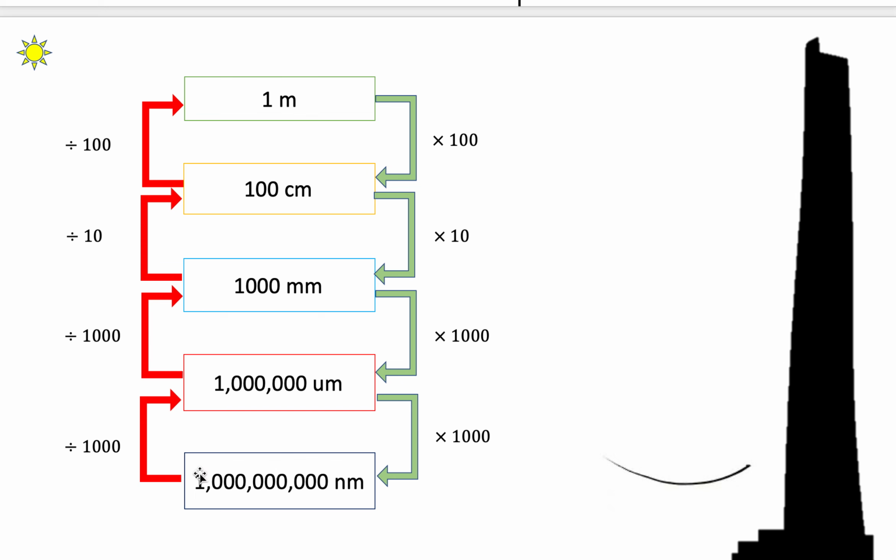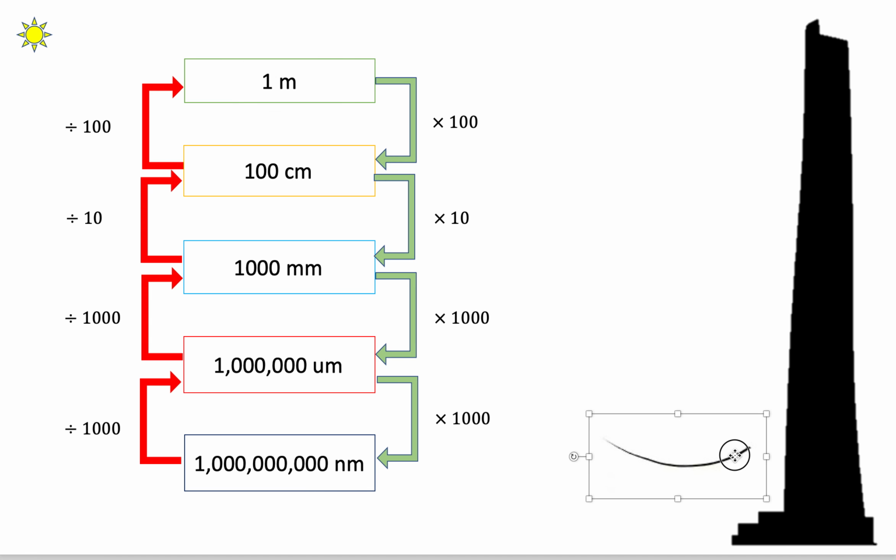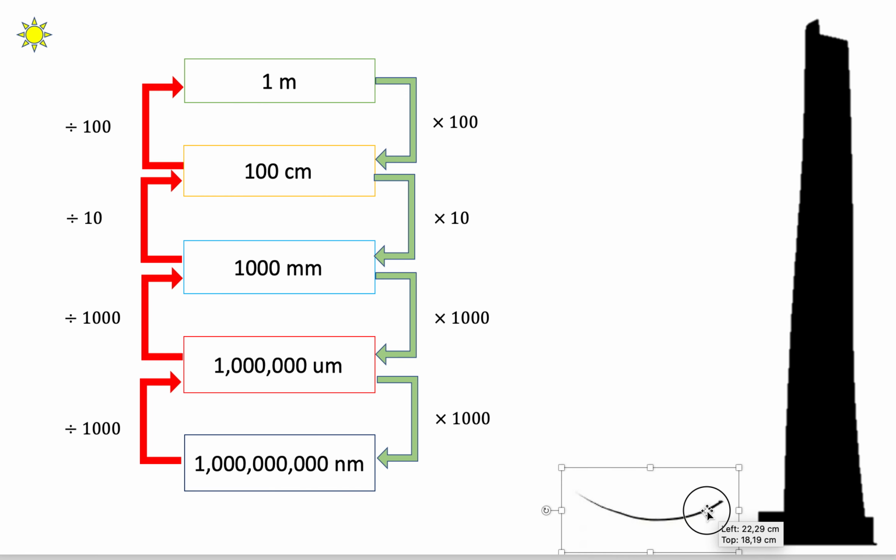And again, if you want to convert back, so you want to convert nanometers into micrometers, you just need to divide by 1000 instead of timesing by 1000. Now, to put this in perspective of how small a nanometer is, if the tallest building in the world was 1 meter tall, then 1 nanometer would be the size of a single hair strand next to it. So that's how crazy small a nanometer is.